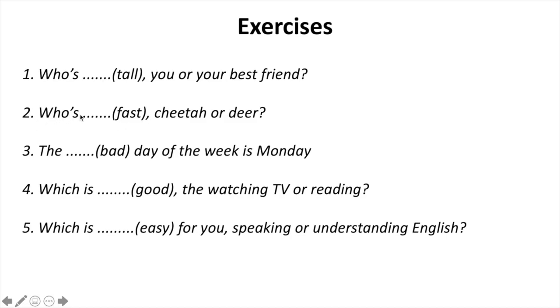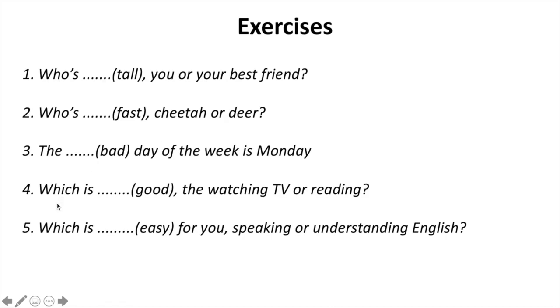What about here? Number two. Who's, and we're using fast, cheetah or deer? Are we comparing two things or one thing in a group? Correct, two things, so we need to use the comparative. Is this a short or a long adjective? It is a short adjective, so we say, who's faster, cheetah or deer? Good job. Number three, the day of the week is Monday. So we're comparing a day of the week. So this is just one day in a week, in a group. What was the exception for bad? The worst. Yes, correct. The worst day of the week is Monday.